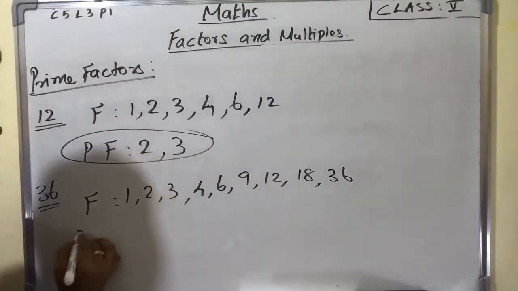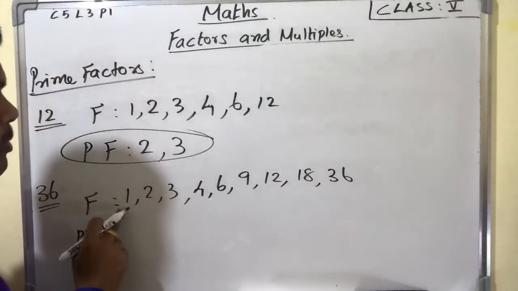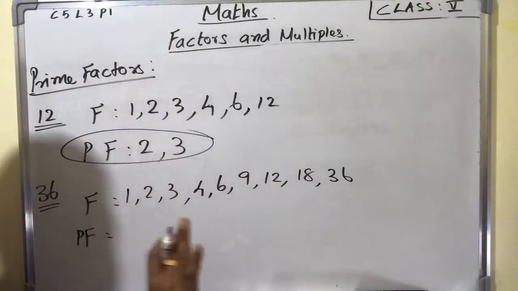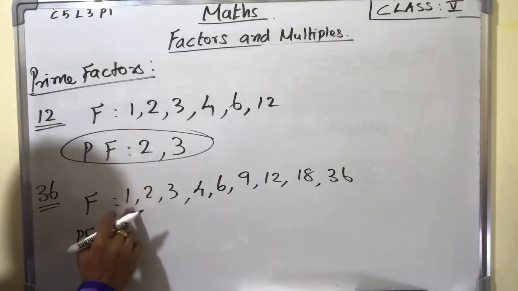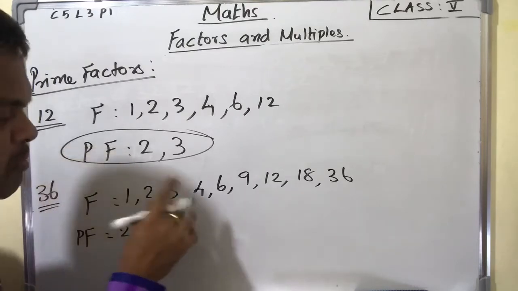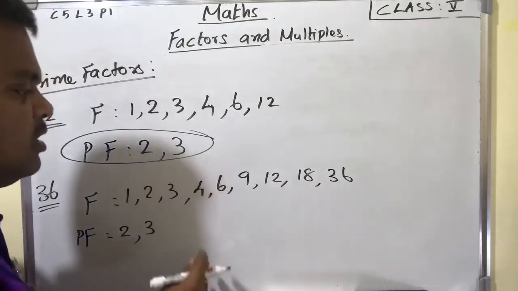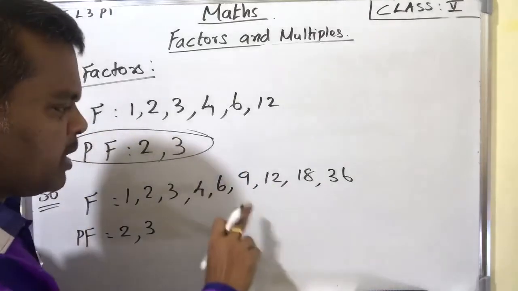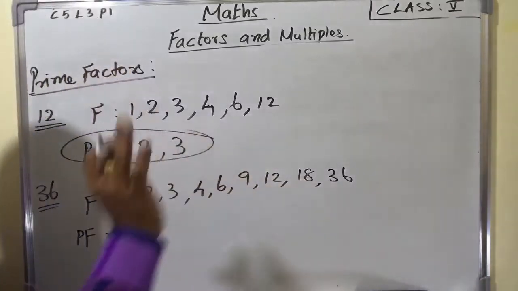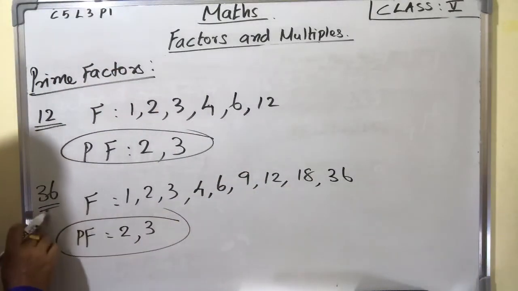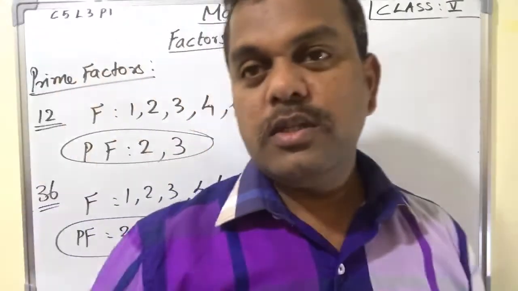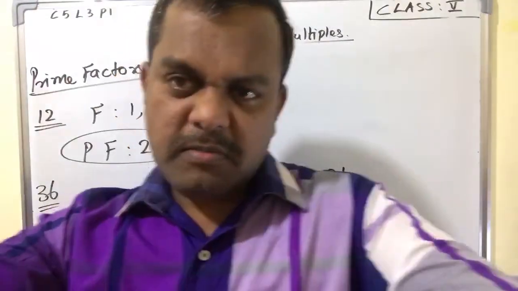36. Prime factors. In this number, how many numbers? 1, 2, 3, 4, 5, 6, 7, 8, 9. In these 9 numbers, what are the prime numbers? 2 is a prime number. 3 is a prime number. Check. 4, not a prime number because more than 2 factors. 6, more than 2 factors, not a prime number. 9, more than 2 factors, not a prime number. 8, no. 18, no. 36, same number, so not a prime number. So prime factors of 36 are 2 and 3 only. Here also 2 and 3, here also 2 and 3. So this is the way you have to find prime factors.